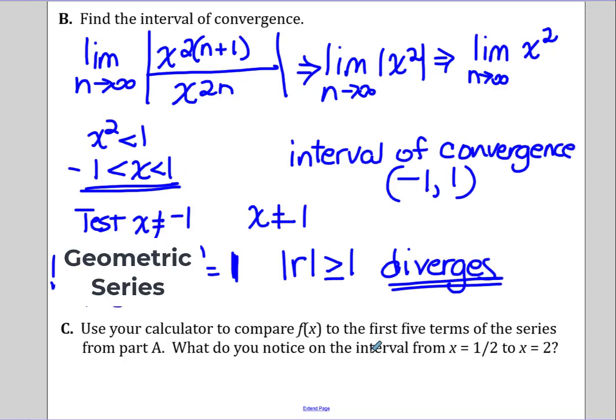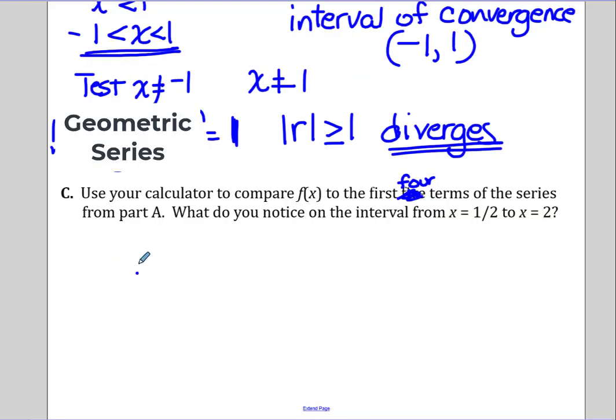Part C, we want to use our calculator to compare f of x to the first, I think they said 4, wasn't it? To the first 4 terms of the series from part A. What do you notice on the interval from x equals a half to x equals 2? So if we put in our calculator the summation, and I'll let you do this on your calculator, from n equals 0 to 3, let's see, we know we were centered at 2, right? Is that correct? Oh, from the first 4 terms, okay.